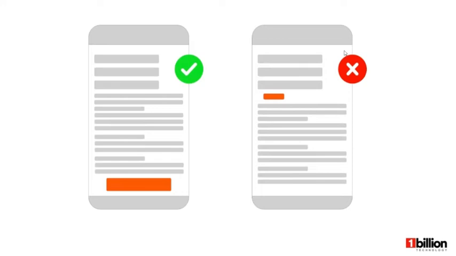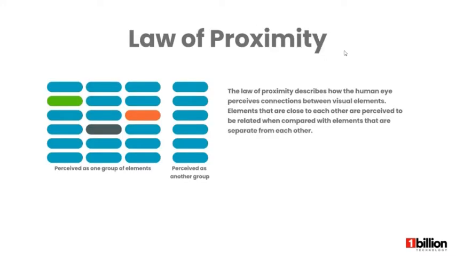So second one is law of proximity. The law of proximity describes how the human eye perceives connection between visual elements. Elements that are close to each other are perceived to be related when compared with elements that are separate from each other. This principle applies even if the elements differ in color, shape, size, or other characteristics.